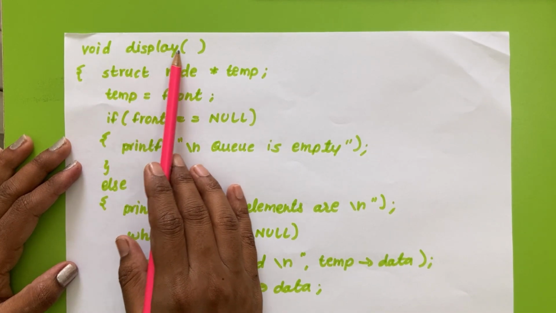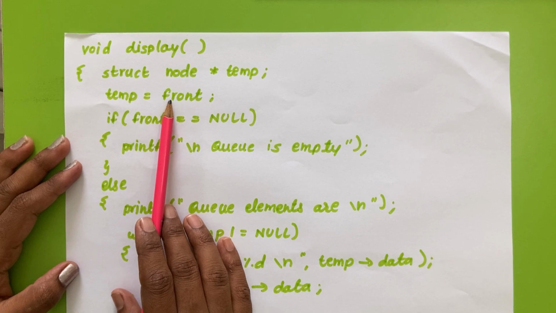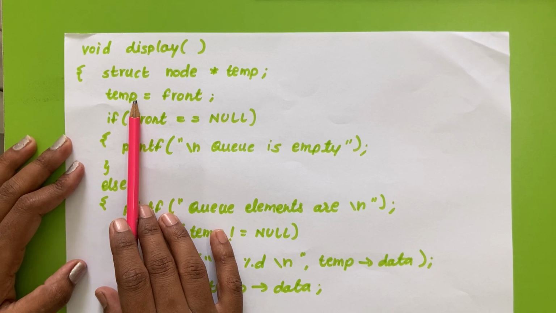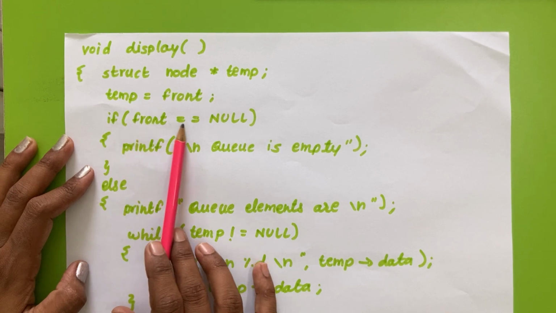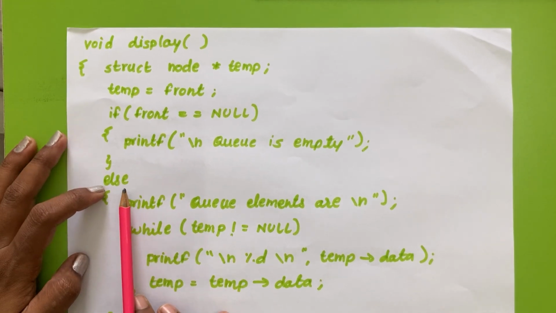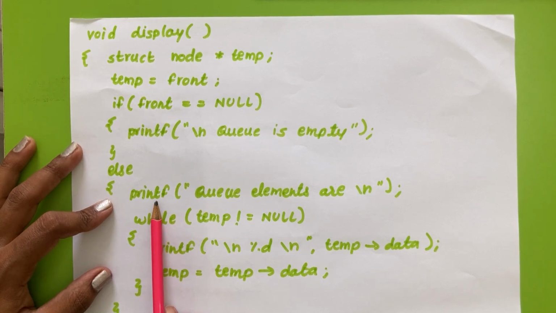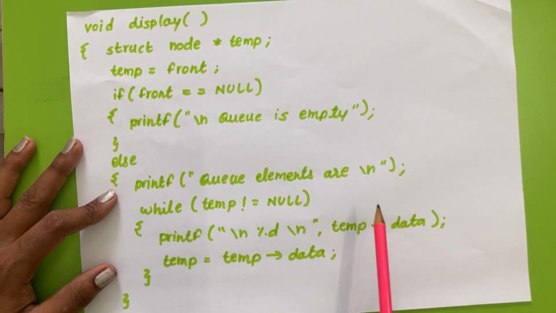So void display. For traversal, we have taken a pointer, struct node *temp. We are starting from the front end, that's why I have copied the value of front into the temporary node. First we check whether the linked list is empty or not: if front is equal to NULL, it will print queue is empty. If this is not the case, it goes into the else part and starts to print the queue. Before printing, we print one statement, that is, queue elements are, followed by \n to print the elements on the next line.